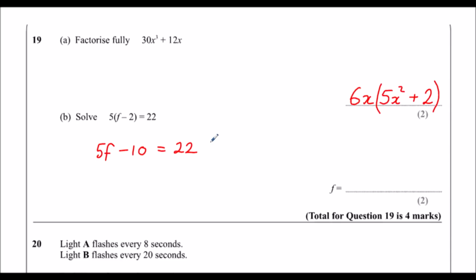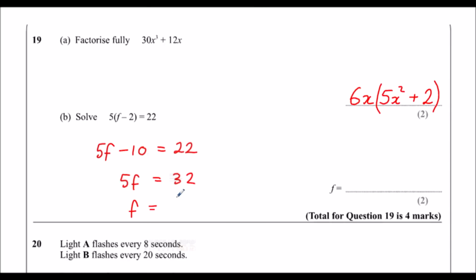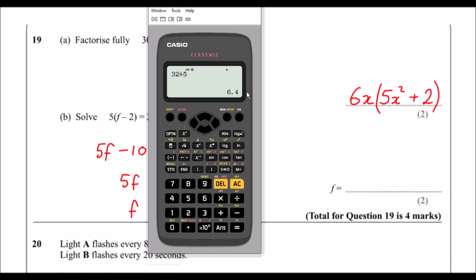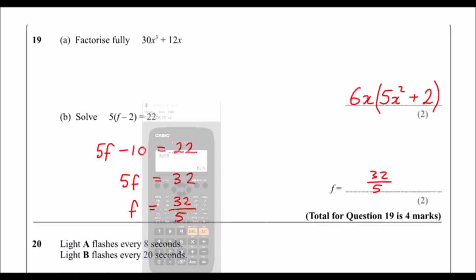Then we could plus 10 to both sides. To solve it, we need to get f by itself. So we need to get rid of this take away 10 by doing the opposite, which is adding 10. So add 10 to both sides. 5f is 32. And then divide both sides by 5. So f is, we could leave it as 32 over 5, but the calculator will change it to a decimal. We don't have to. I'm going to leave it as 32 fifths. If you put your answer as 6.4, that's also correct.